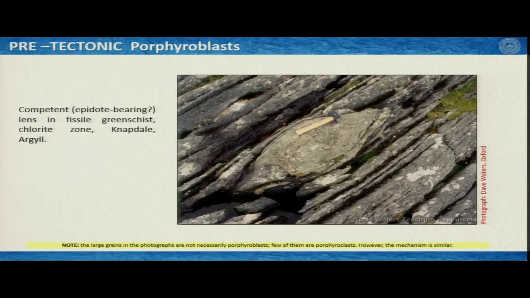For example, you see here, this is a competent lens, and you see the foliation outside wrapped around this, right. So, this must be a pre-tectonic clast. Okay. Now, it can be a porphyroclast as well, but in this case, we can consider for our understanding that this could be a pre-tectonic porphyroblast.